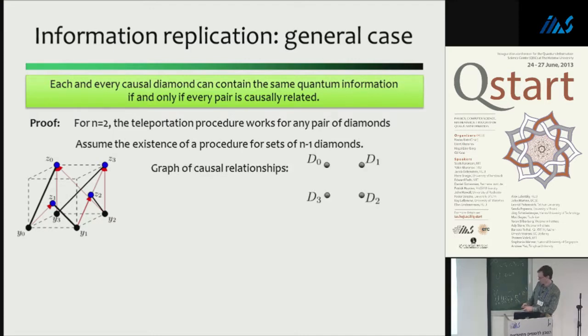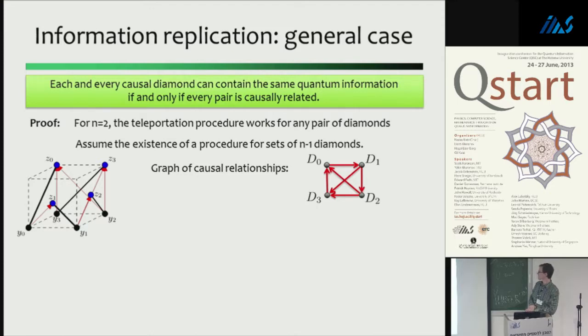So now we're going to take our complicated picture, the one on the left, and reduce it to the graph of causal relationships. For example, it's possible to send a message from request point y0 to reveal point z1. So there's an arrow from diamond 0 to diamond 1. Then we go through all pairs, and what we end up with is a directed graph, with edges between every pair of vertices.